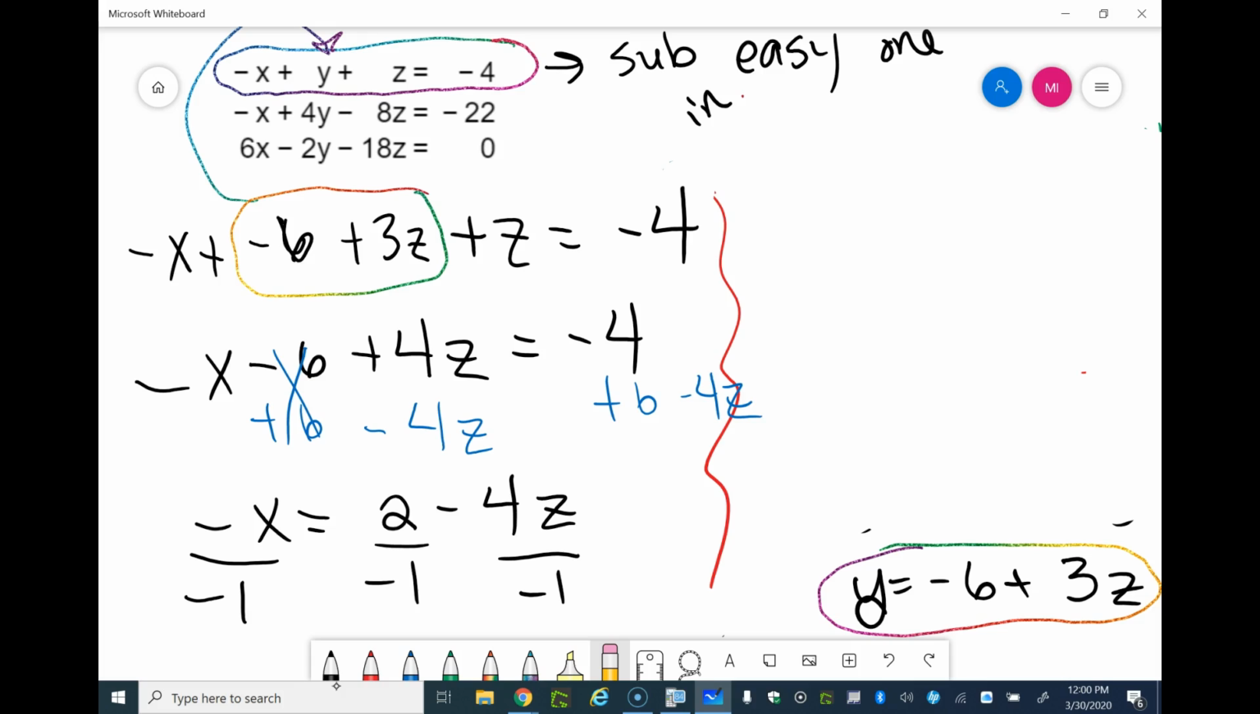Yeah, we're trying to get x. We're trying to solve for x.